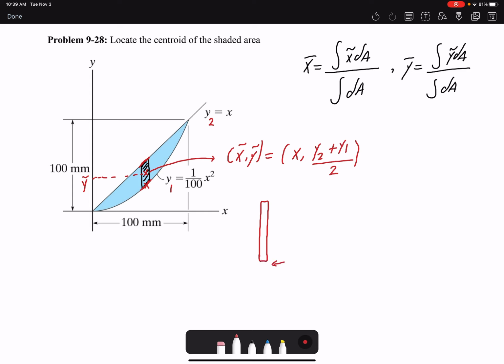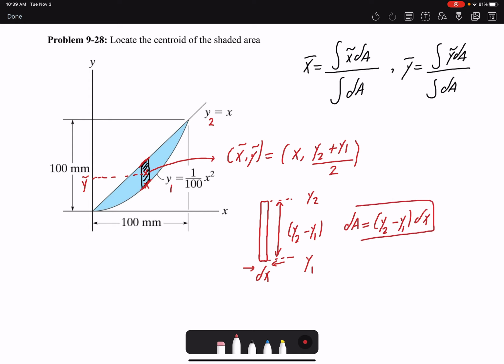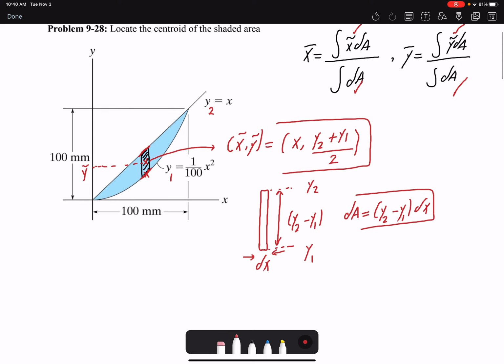My next task is to find the area. I know the width is dx. I know the bottom part of the rectangle is described by y1, the top part by y2. So the height would be y2 minus y1. I want to find the area of this differential element, so that would be the height times the width. So now that I have dA and x tilde and y tilde, I can plug it into my equations and find the centroid values.